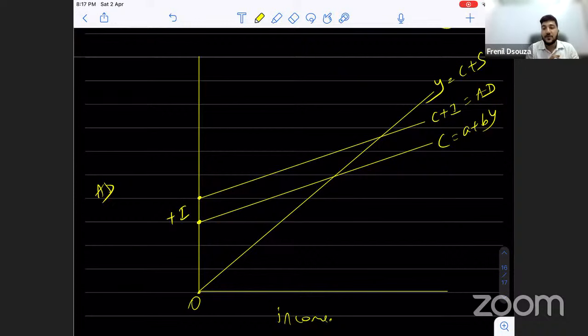So if you know this graph, you will understand most of the parts as to how to determine the income under the two-sector model. Now, a very important part here is that your consumption plus savings will also depict the income as well as aggregate supply. The reason for that is, what is your supply?